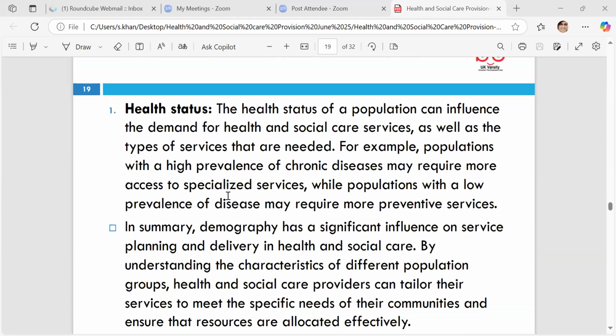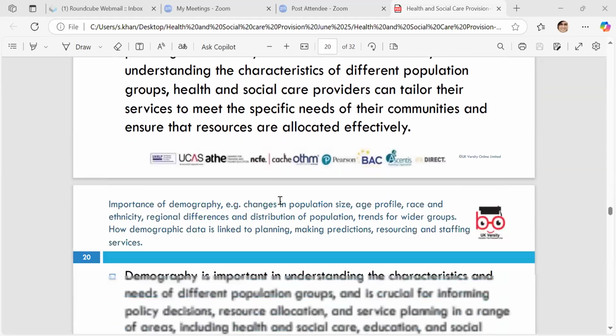Health status. The health status of a population can influence the demand for services as well as the different types of services we need. If there's a high prevalence of chronic disease, again, going back to COVID-19, we had to take into account the demand for health and social care services. It was difficult at that time because everyone was getting COVID, and the planning and delivery was very hard to get into place quickly. We need to make sure we cater everything to the individual's needs. That's why we need data to support that.